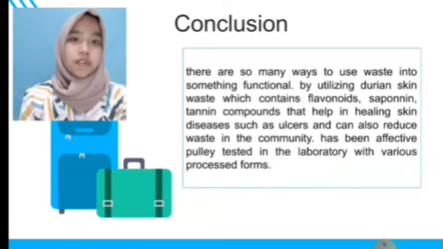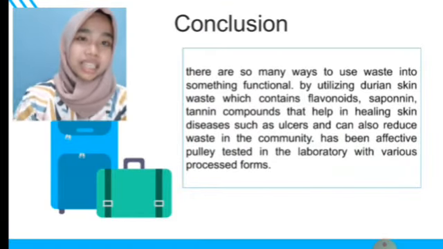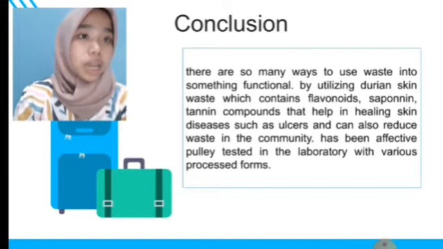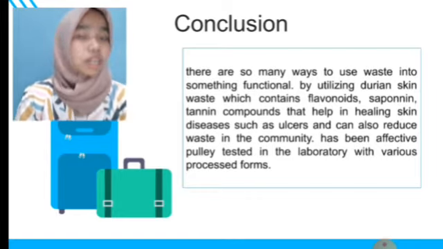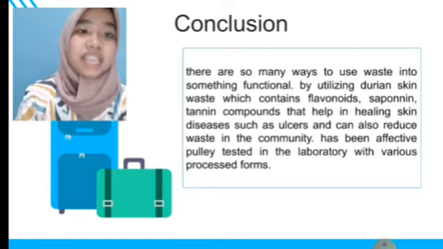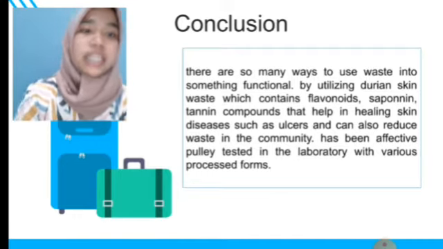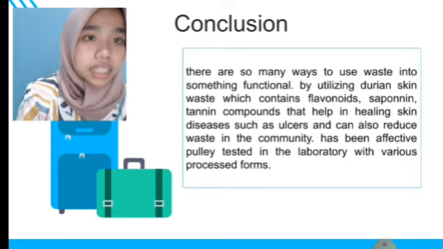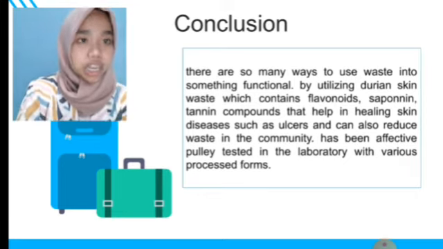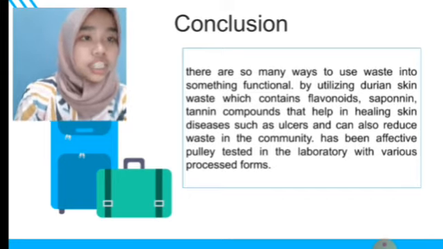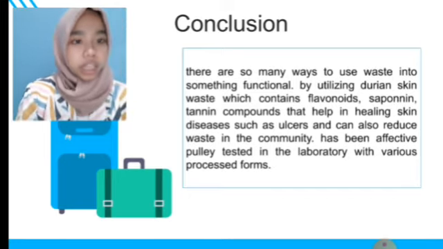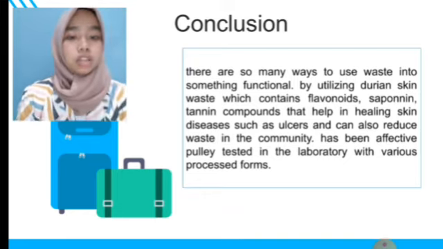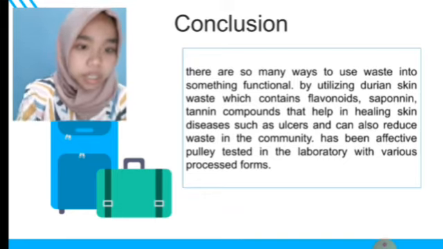Then, we move to the final part. Yes, that's about the conclusion. There are so many ways to turn waste into something functional by utilizing durian skin, which contains flavonoid, saponin, and tannin compounds that help in healing skin diseases such as ulcers, and can also reduce waste in the community. It has been effectively tested in the laboratory with various processed forms.